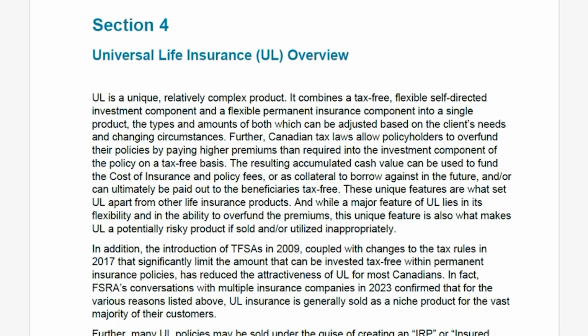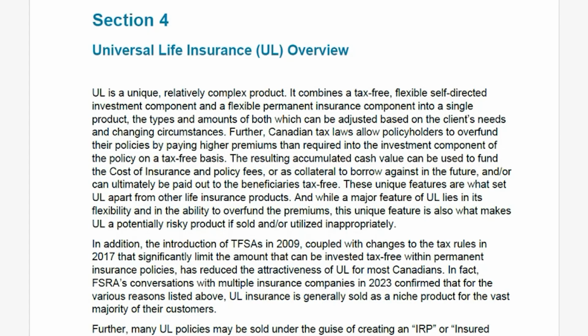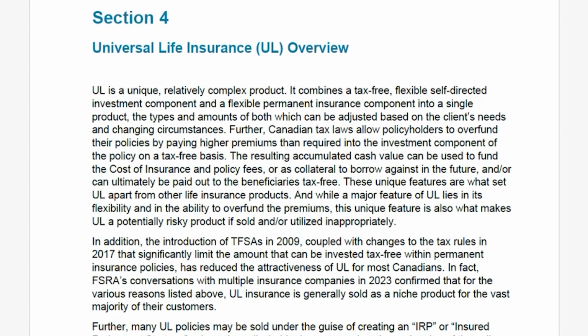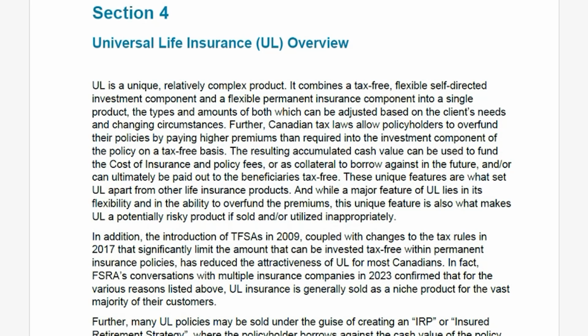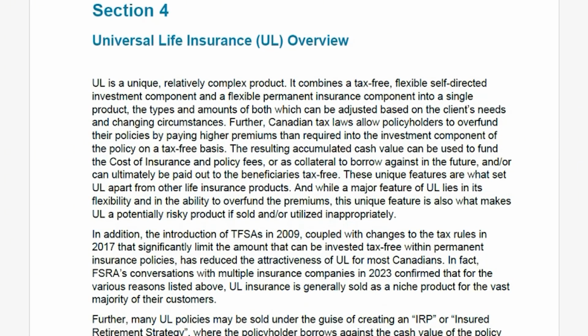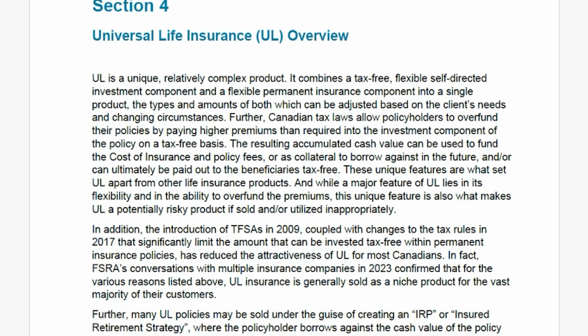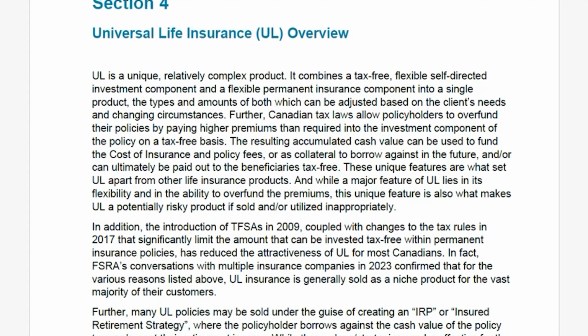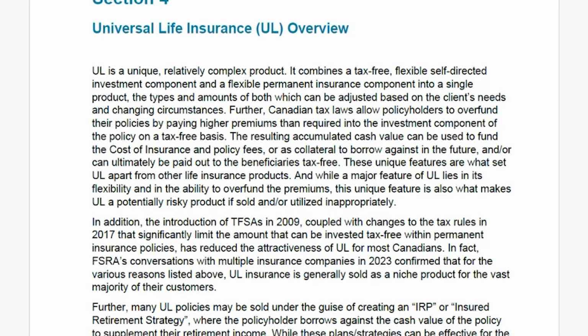It says, UL is a unique, relatively complex product. It combines a tax-free, flexible, self-directed investment component, like I mentioned, and a flexible permanent insurance component into a single product. The types and amounts of both can be adjusted based on the client's needs and change in circumstances. Further, Canadian tax law allows policyholders to overfund their policies by paying higher premiums than required into the investment component of the policy on a tax-free basis.